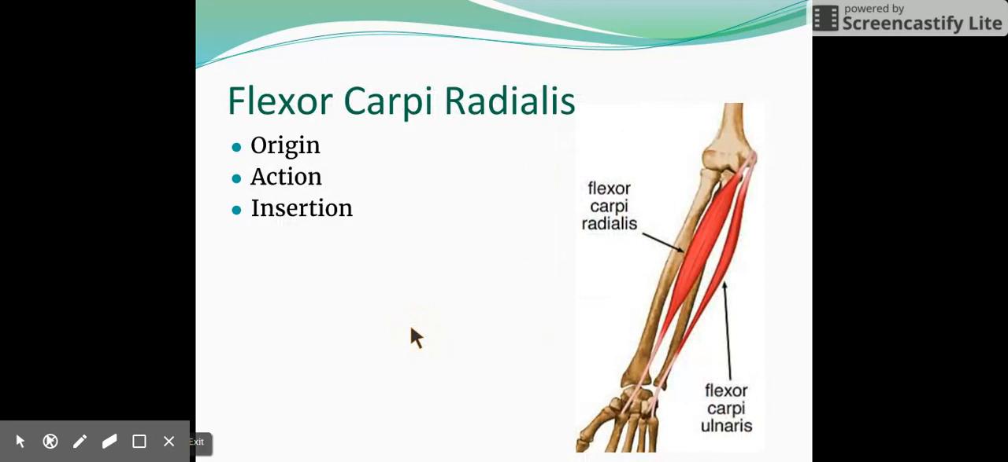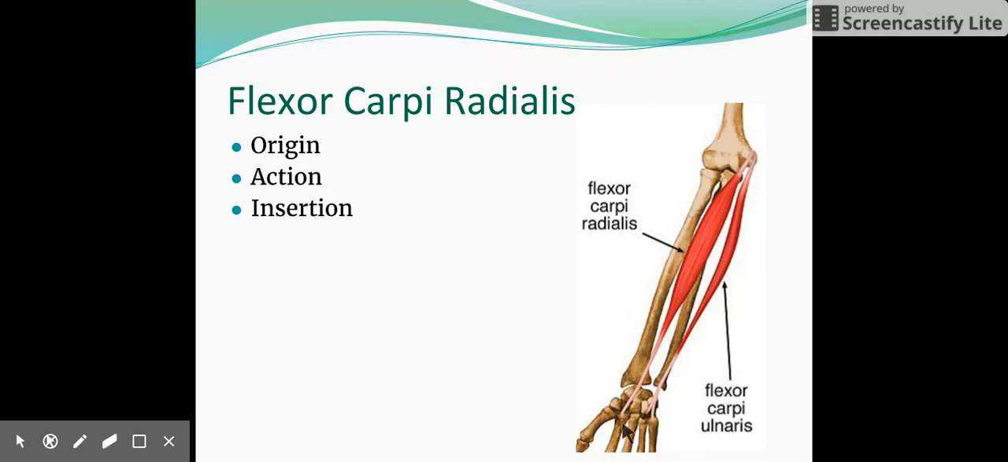Now we are moving down to the lower half of the arm, and we are going to be looking at the anterior side again. So we're looking at flexors, and we have 2 muscles we're going to talk about. Flexor carpi radialis first, and here it is. Flexor carpi radialis, its origin is here on the humerus, and its insertion is all the way down here at your metacarpal, your second metacarpal to be exact.